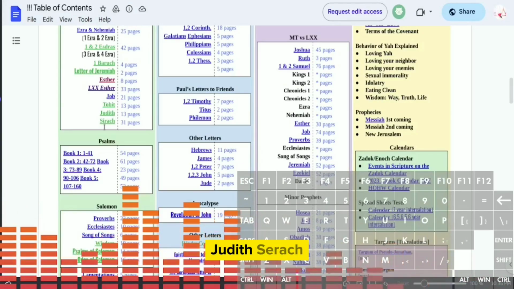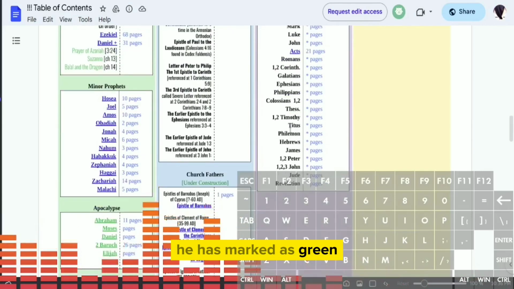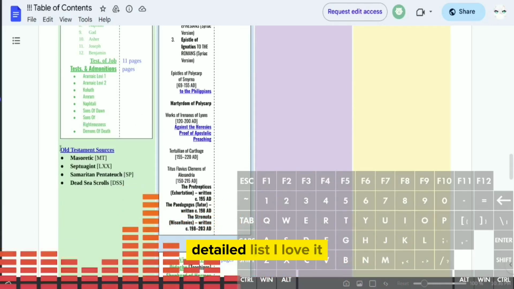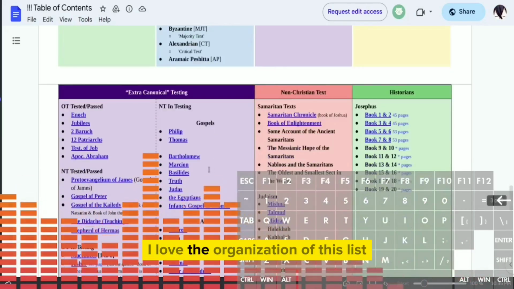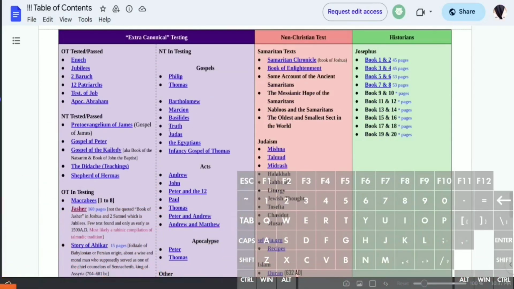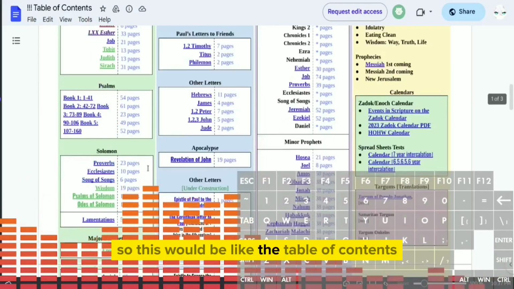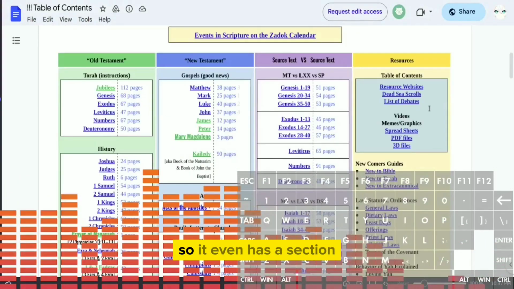Tobit, Judith, Sirach, all these he has marked as green, and it's a pretty organized and very detailed list. I love it. I love the organization of this list. And this would be like the table of contents. So it even has a section.